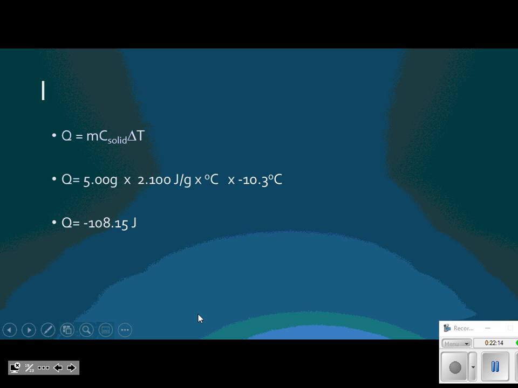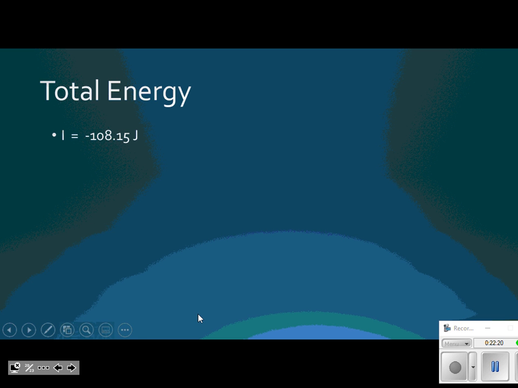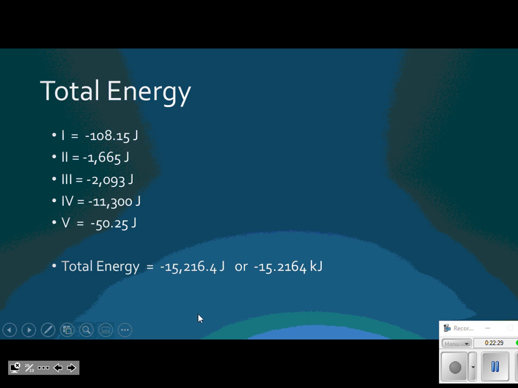Now, what's my next step, Paige? Add them all up, right? So I have quadrant 1, quadrant 2, quadrant 3, quadrant 4, quadrant 5. I added them all up to get negative 15,216.4 joules. Or, when I converted to kilojoules, negative 15.2164 kilojoules. Go back to my original problem. How many sig figs? 3 sig figs. So we're going to put that at negative 15.2 kilojoules.